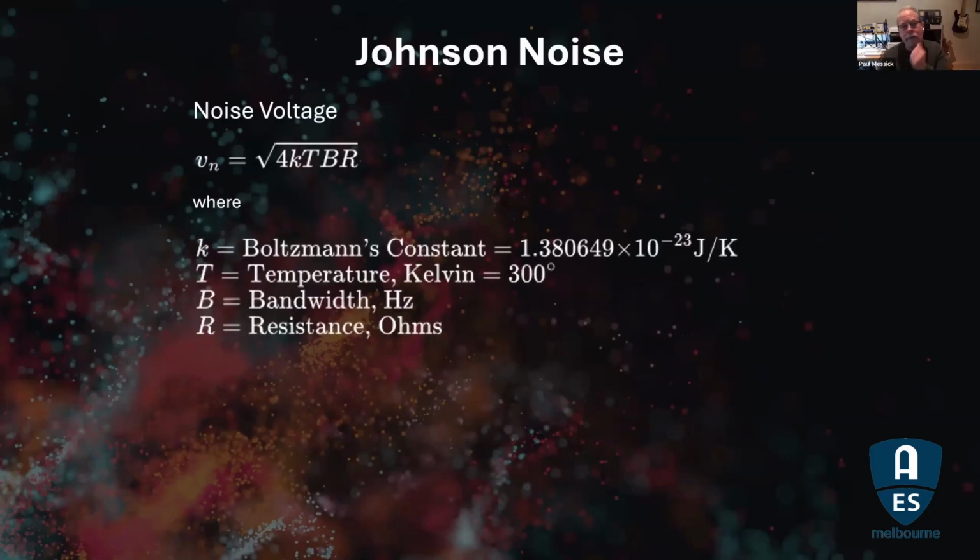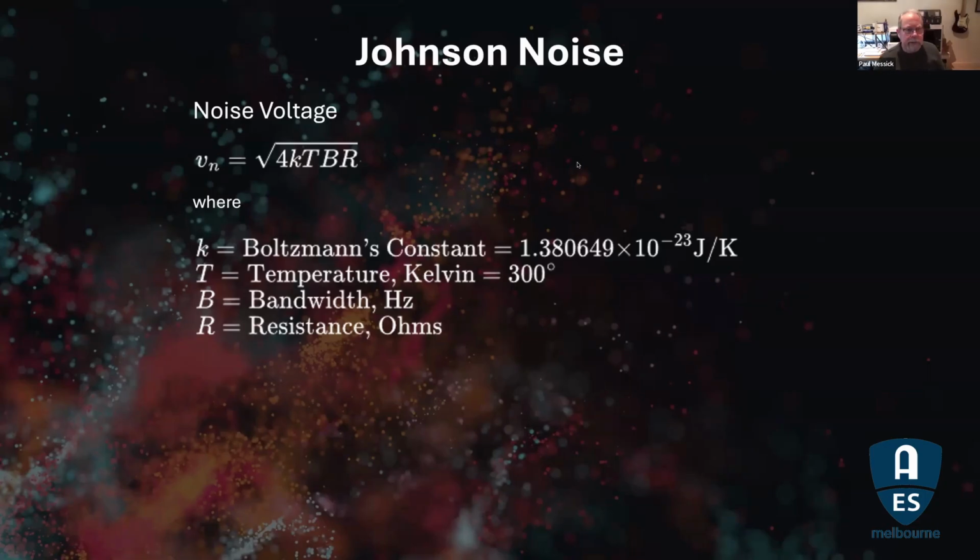So Johnson noise. Again, this is what resistors all have. No matter how the resistor is made, they all have this much noise. They might have more, but they won't have less. And it's a fairly simple calculation.